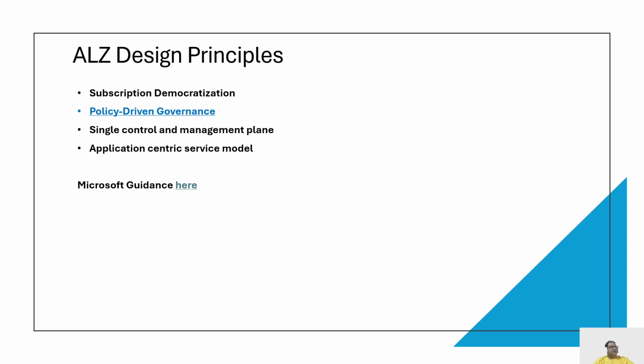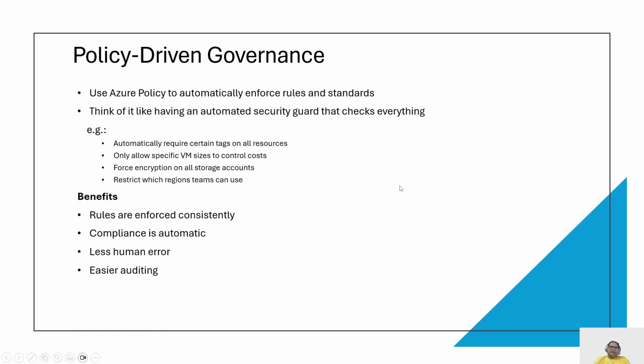In this video, let's understand the policy-driven governance design principle. This design principle recommends using policy-driven governance instead of relying on manual monitoring and enforcement. As you know, Azure Policy is a cloud governance tool that helps you create, assign, and manage policies to enforce specific rules or configurations across your Azure environment. Think of it like having an automated security guard that checks everything, ensuring resources comply with the organization's requirements without any manual intervention.